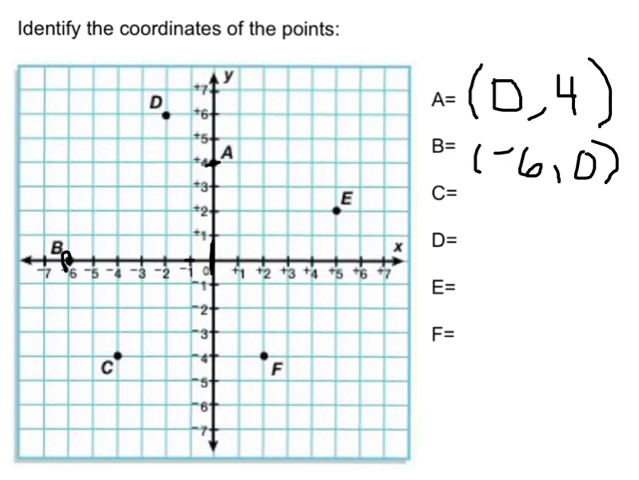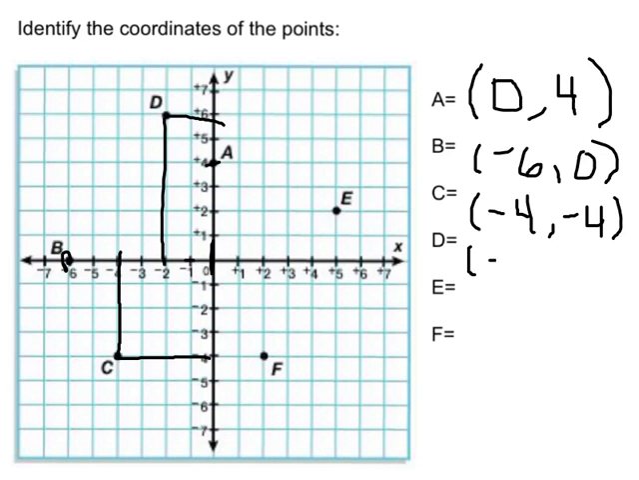Looking at C, I need to see where C falls on the x-axis and where C falls on the y-axis. I find that it falls at negative 4 and negative 4. For point D, I'm going to do the same thing. Where does it fall on the x-axis? Where does it fall on the y-axis? Negative 2 and positive 6. Finish up E and F independently.